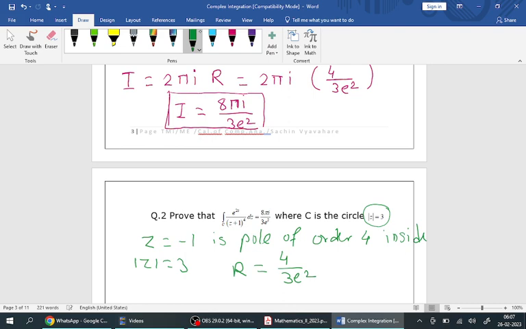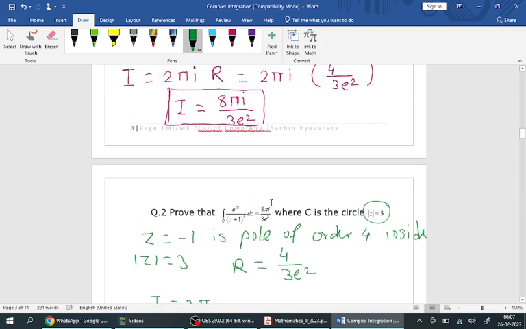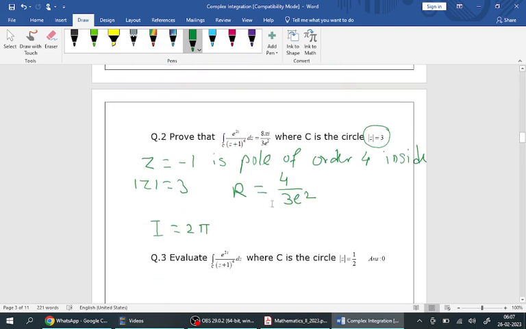And once you get the residue, you substitute it: the value of the integral is 2 pi i into the sum of residues, and you get the same answer, 8 pi i upon 3 e square. So there is no change in calculation, only the first line will change. In the previous question we wrote that z equal to minus 1 is a pole inside the circle mod z equal to 2, and here we write that it is inside mod z equal to 3.